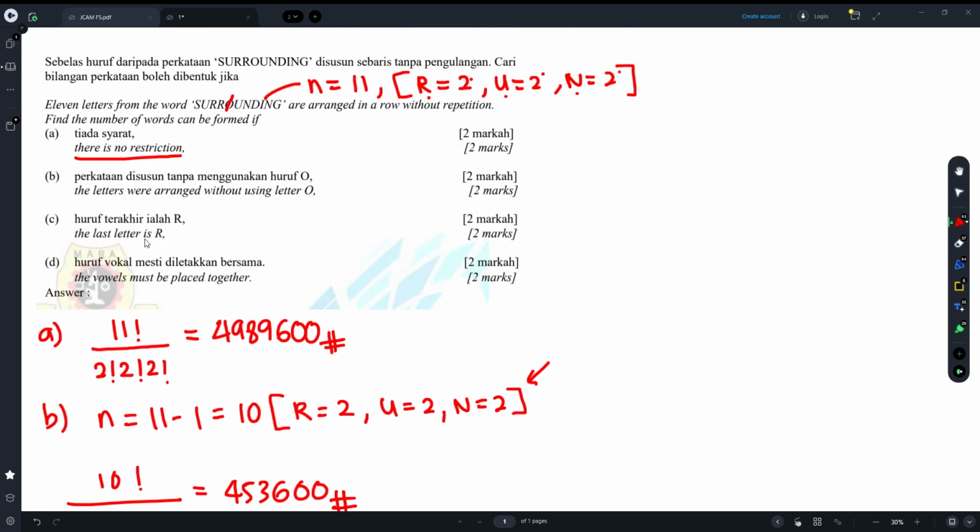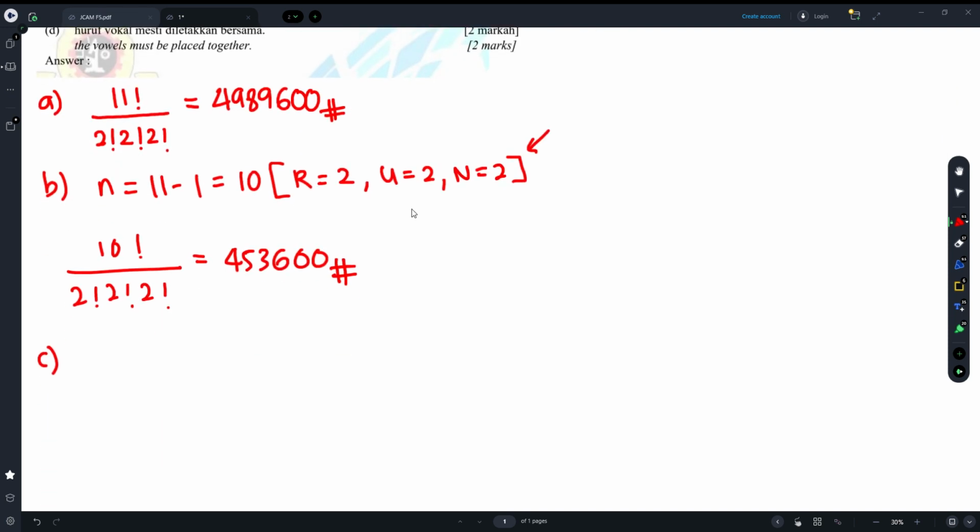Let's move on to part C. The last letter is R. They're asking to find the number of words that can be formed if the last letter is R. This kind of question is confusing for the majority of students. So let me help you.